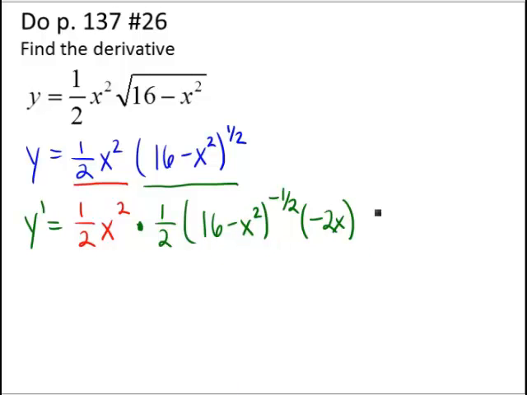I'm going to continue on with my product rule. So I was first times the second. Now I'm going plus second times the derivative of the first. So the derivative of the first is just going to be 2 times 1/2, which is 1. And then I'll end up with x to the first power.